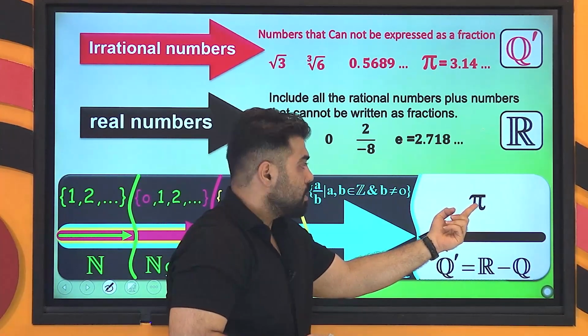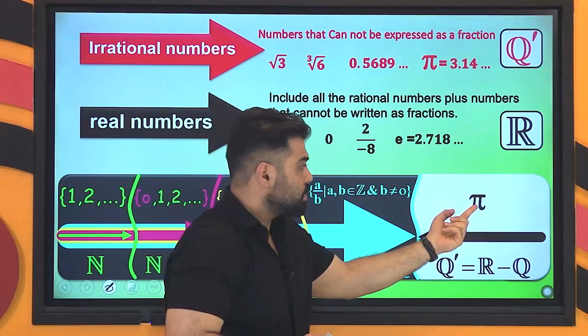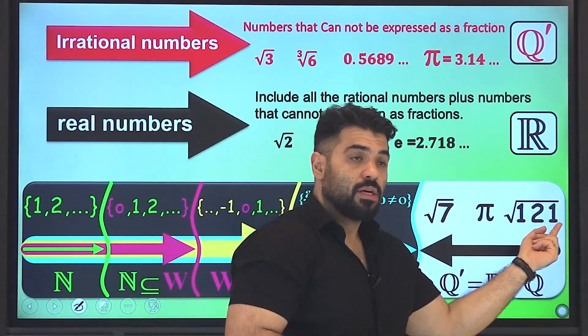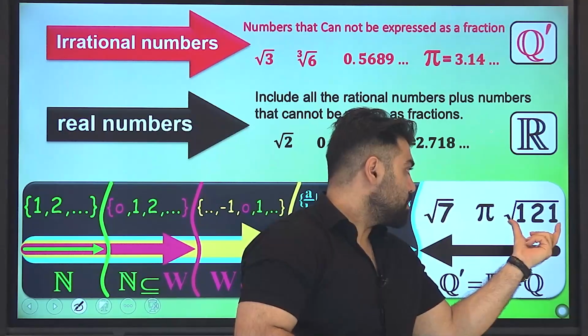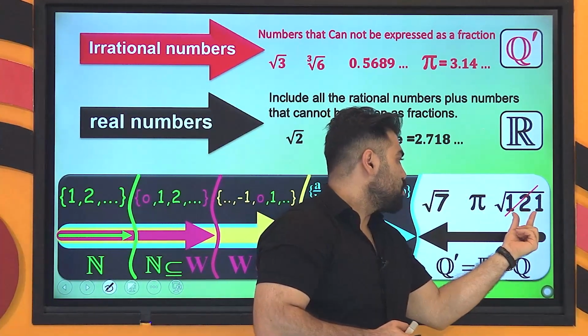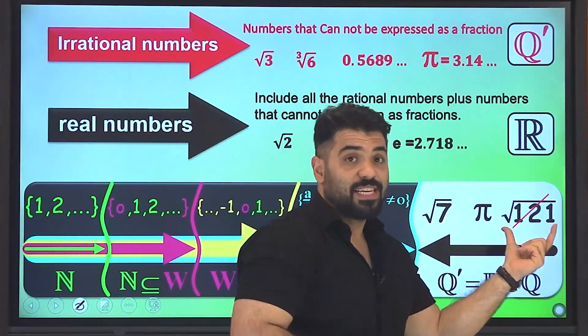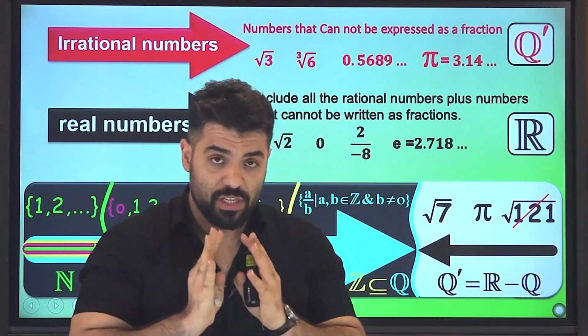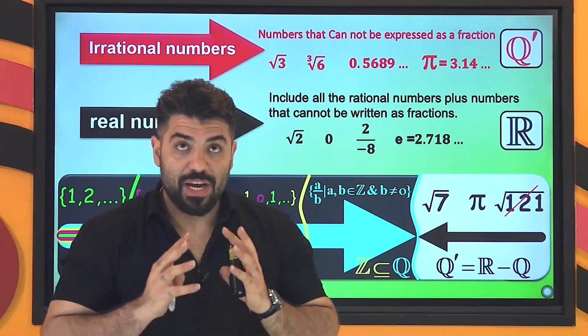Some examples. Pi number is an irrational number. Square root of 7. Square root of 121. Is it an irrational number? I hear your voice. No, it is not irrational because it equals 11. I've said to you that every radical that cannot get rid of radical is irrational.